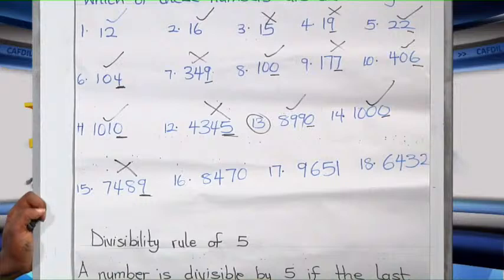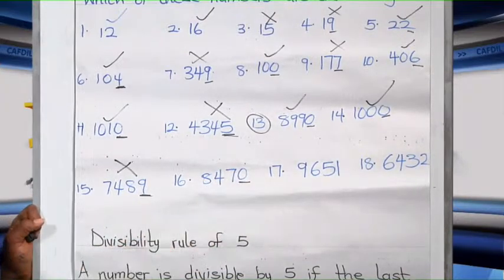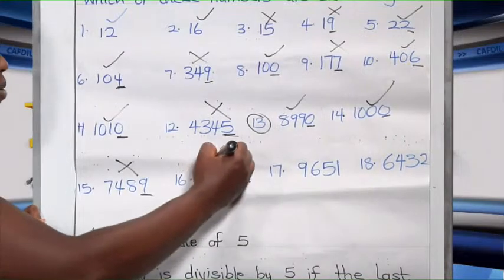8,470. The last digit of the number is 0. 0 is an even number, so it is divisible by 2.